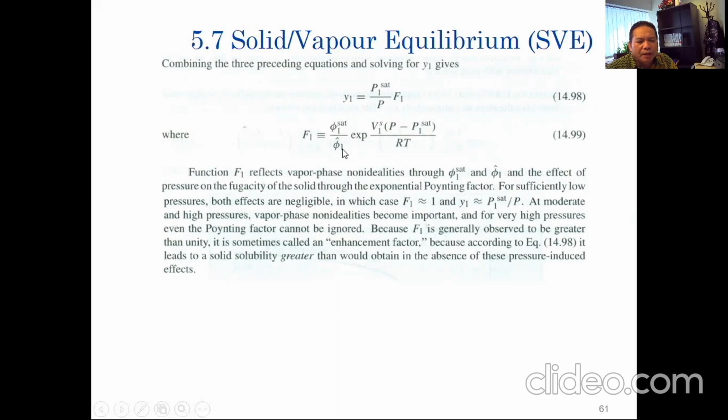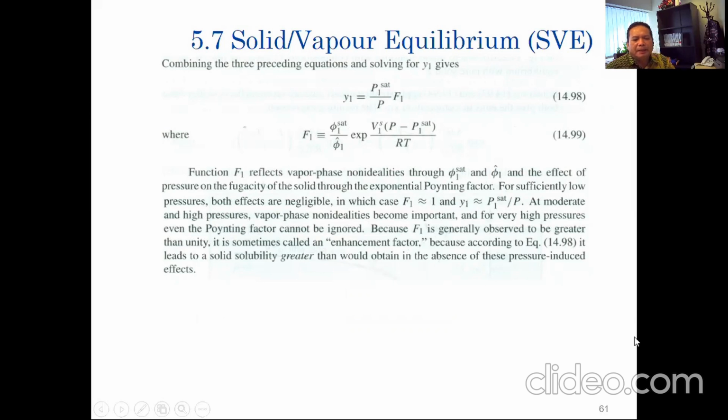Because the saturated and actual values are about the same, and this term becomes 0, the exponent of 0 is 1. At moderate to high pressure, it becomes important. For very high pressure, even the Poynting factor cannot be ignored. F1 is generally observed to be greater than unity and is sometimes called the enhancement factor. It leads to solid solubility greater than would occur in the absence of this pressure effect.